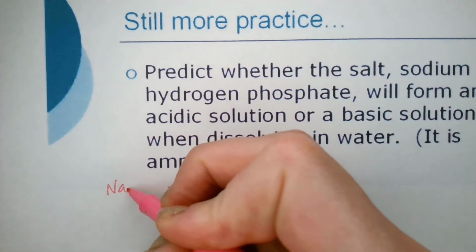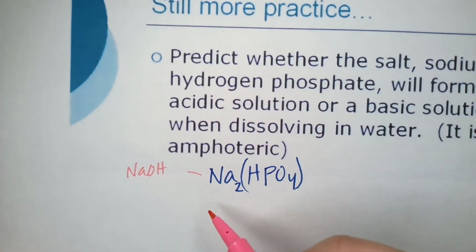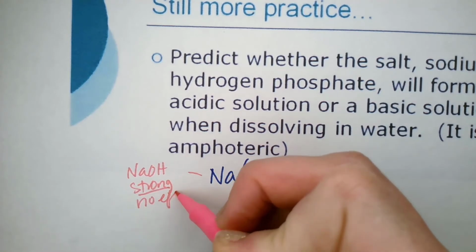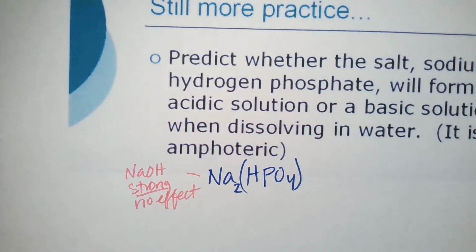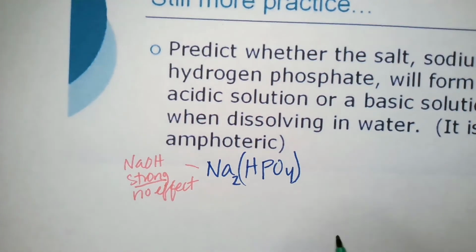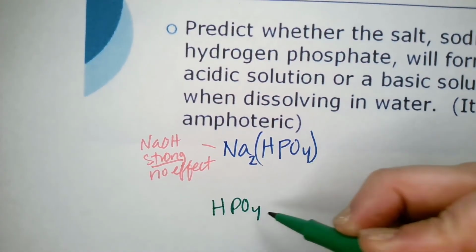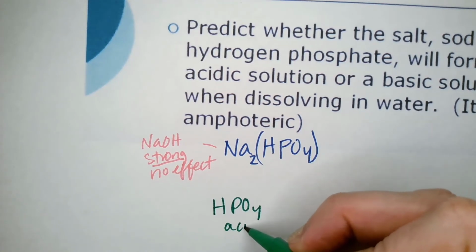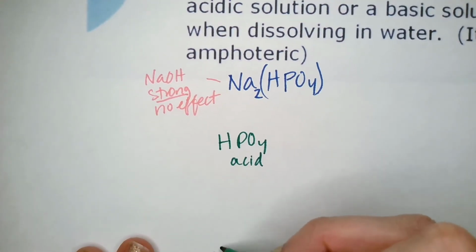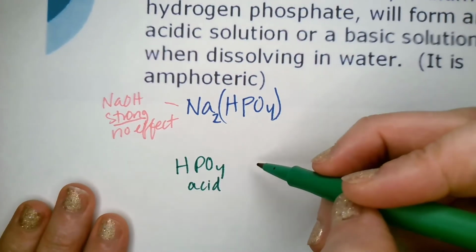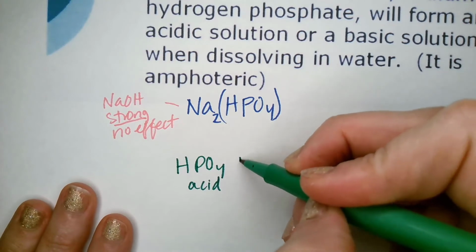We know that the parent base of Na is NaOH, and that is strong, which means no effect on the pH. Well, let's look at HPO4. It just told us that it's amphoteric, so HPO4 can act as an acid or a base. We're going to look at HPO4 as an acid, and then at HPO4 as a base.